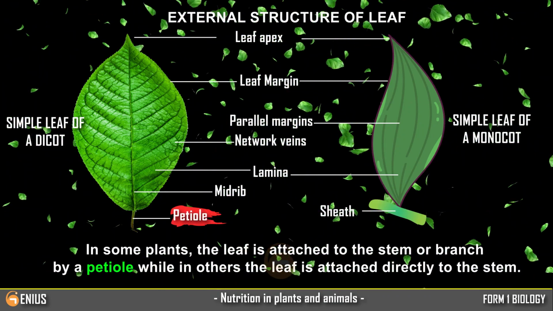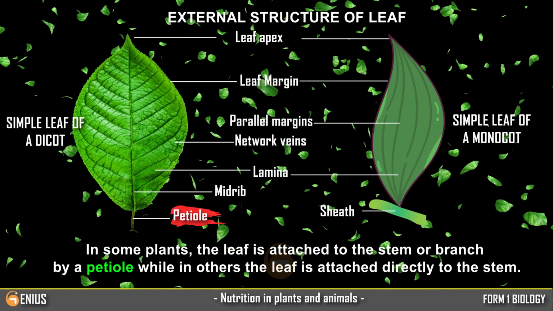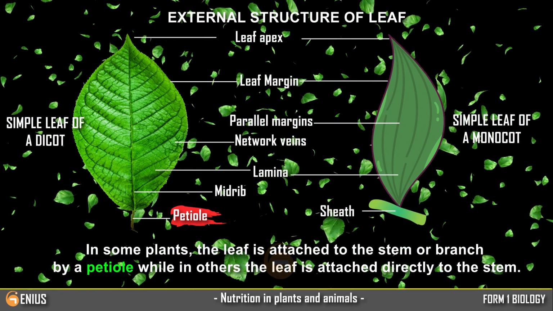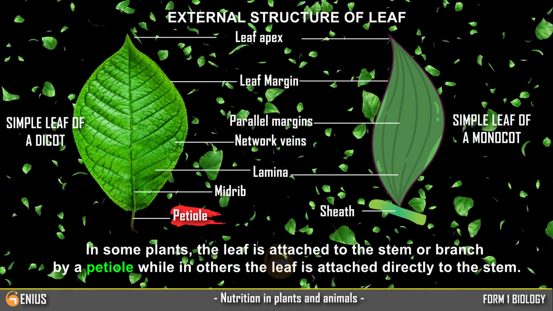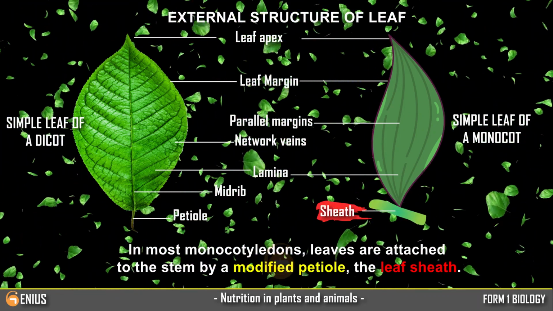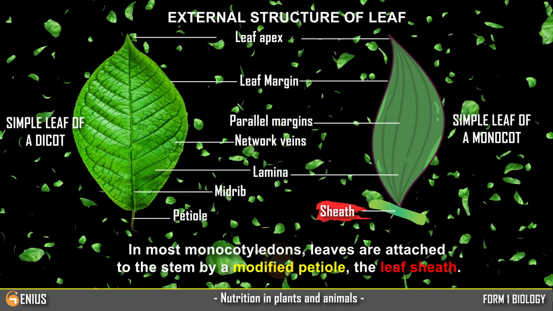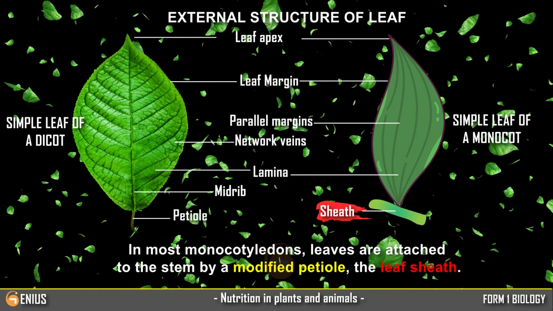In some plants, the leaf is attached to the stem or branch by a petiole, while in others the leaf is attached directly to the stem. In most monocotyledons, leaves are attached to the stem by a modified petiole, the leaf sheath.